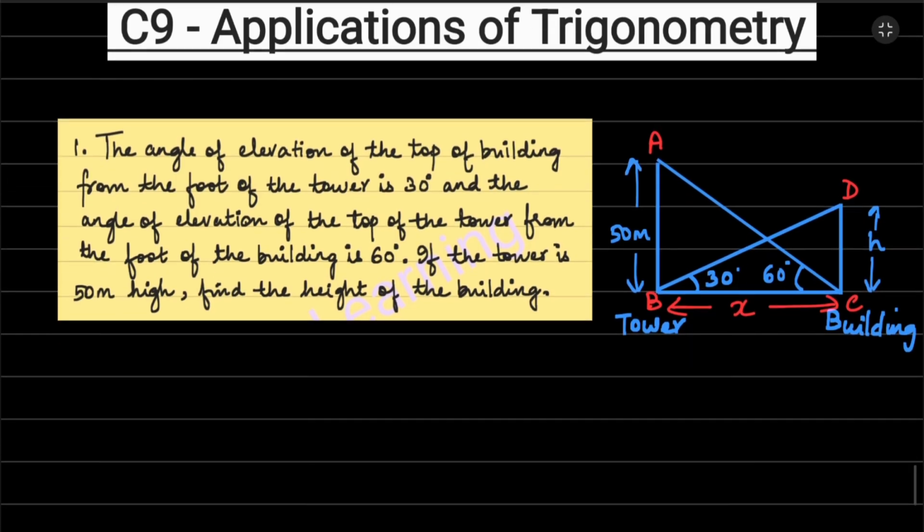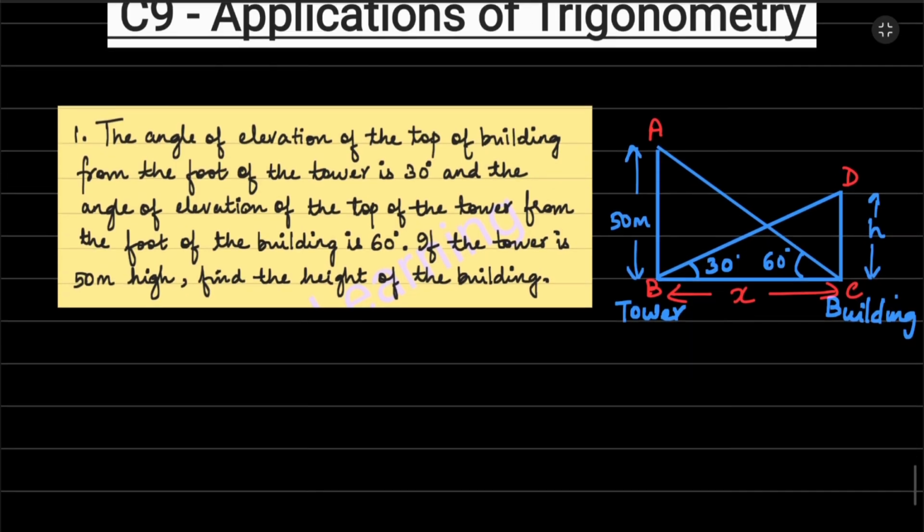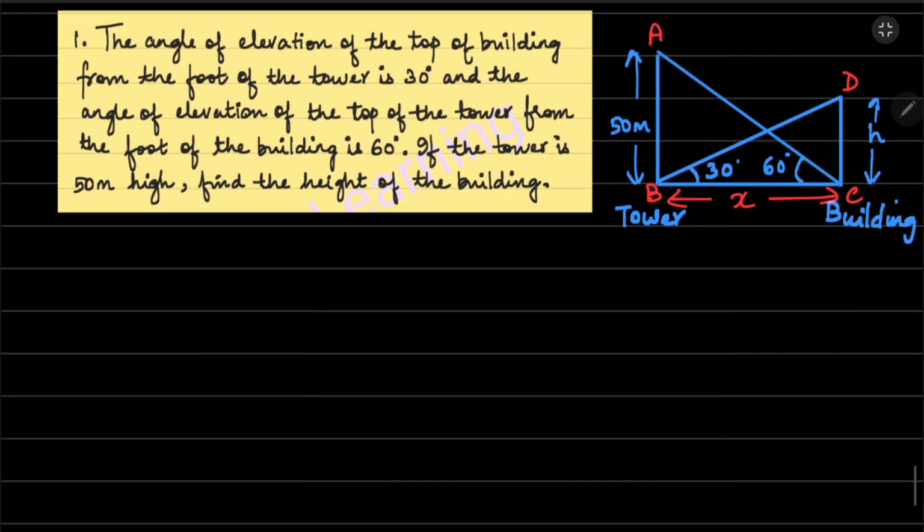Now in the diagram, you have to identify two right angle triangles. Which is the first right angle triangle? I can see this right angle triangle ABC, which has a reference angle of 60. Let me draw that separately for you. So this is one of the triangles. You have your triangle ABC. This is 60 degrees, this is your 50 meters, and this is your X.